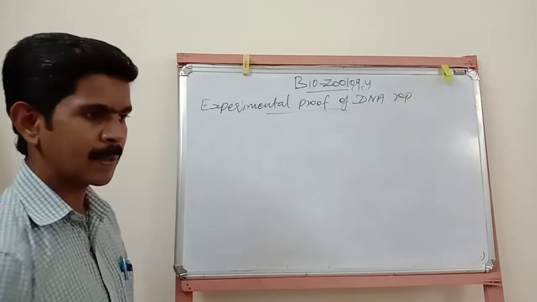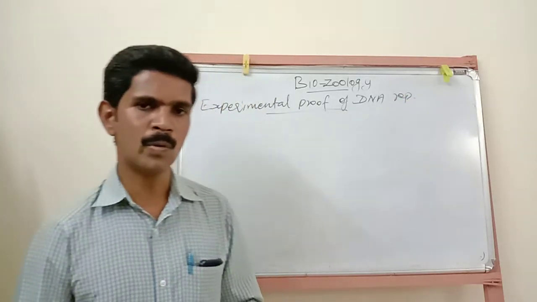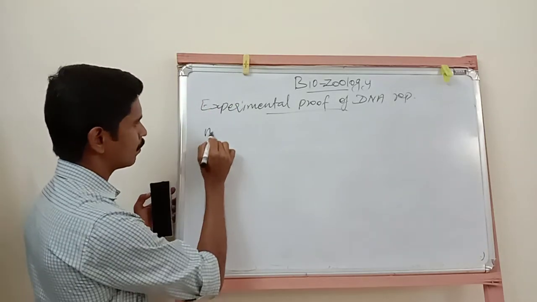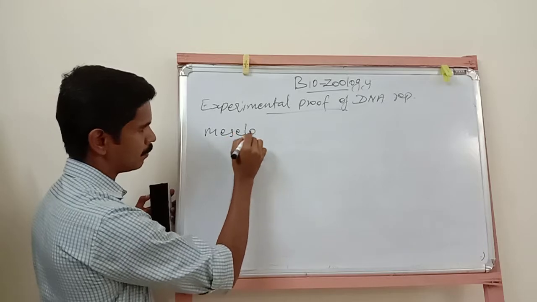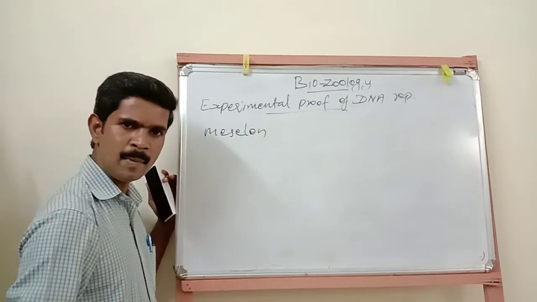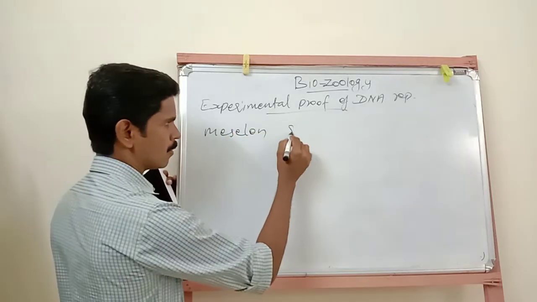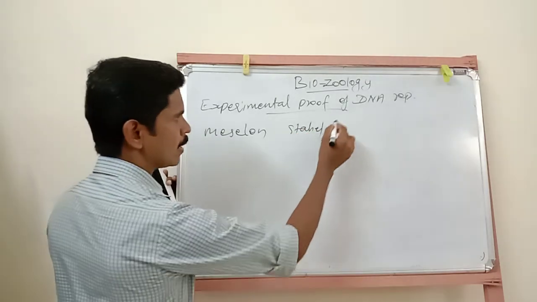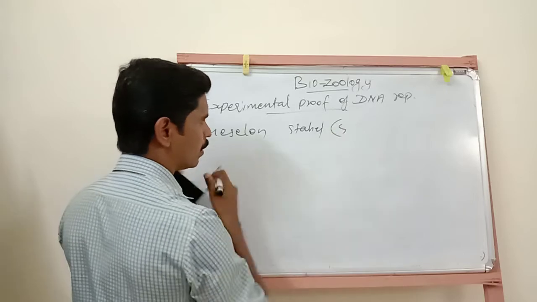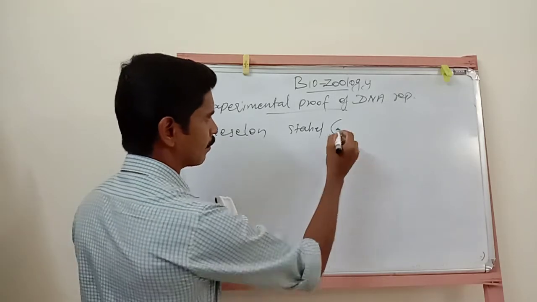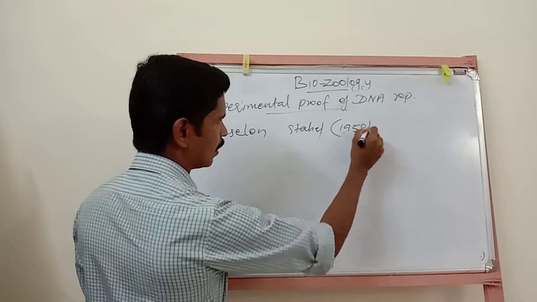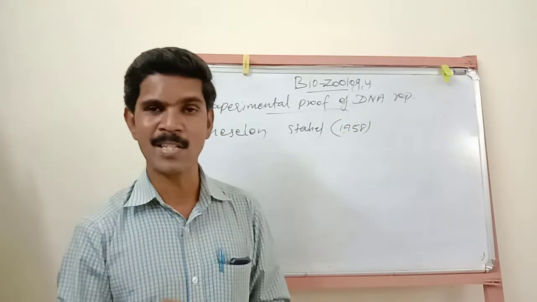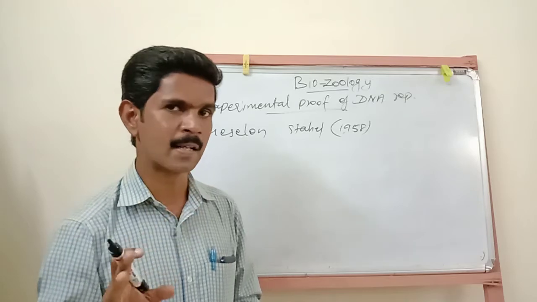Experimental proof of DNA replication. Listen, two scientists, Meselson and Stahl. These two scientists worked together, and they did an experiment in the year 1958 to distinguish the differences between these three replication processes.